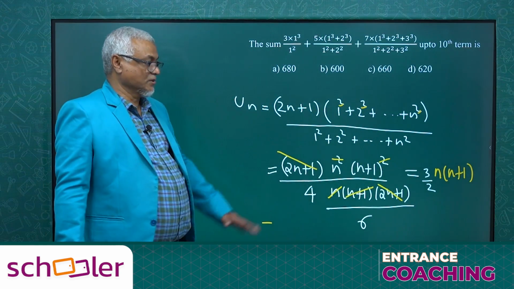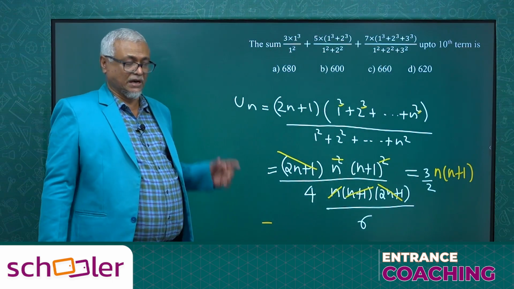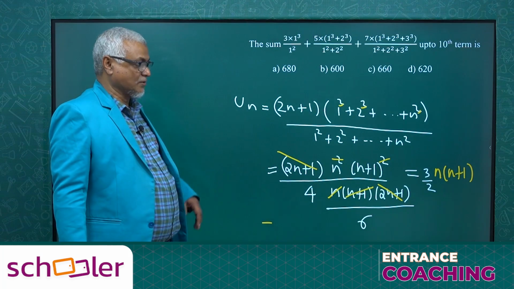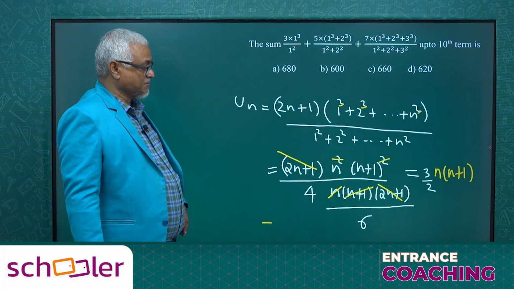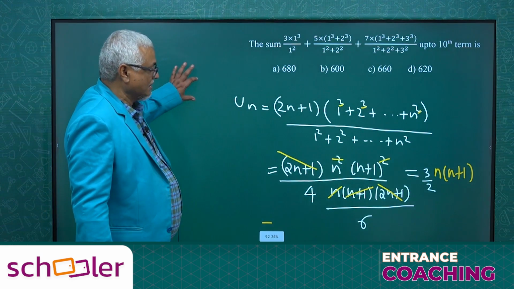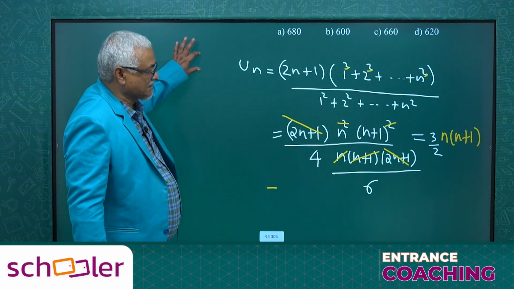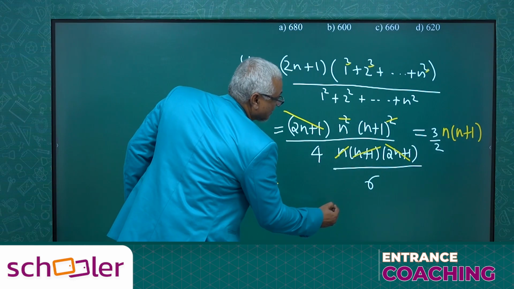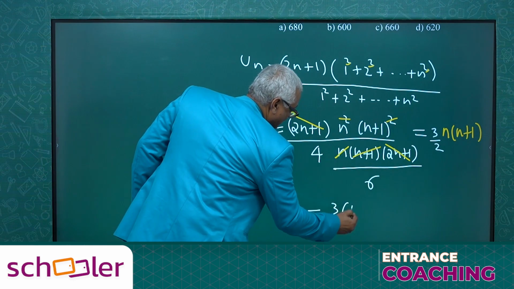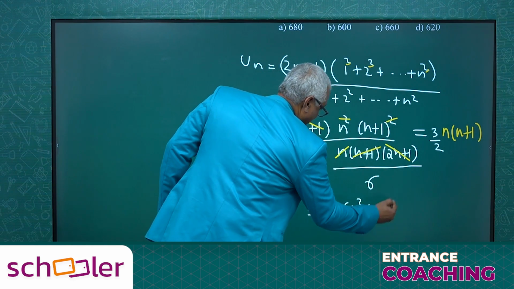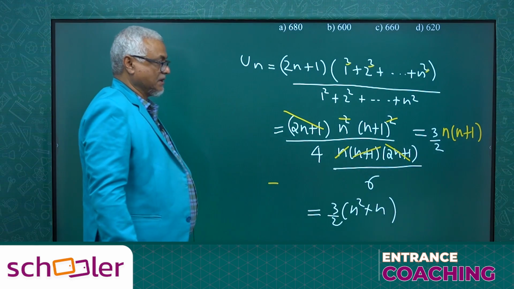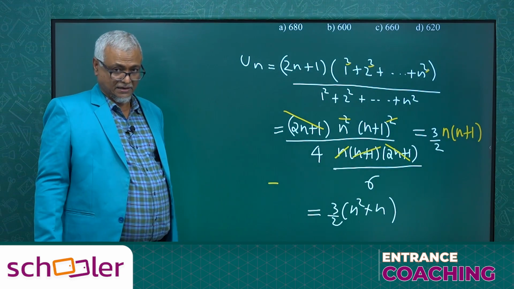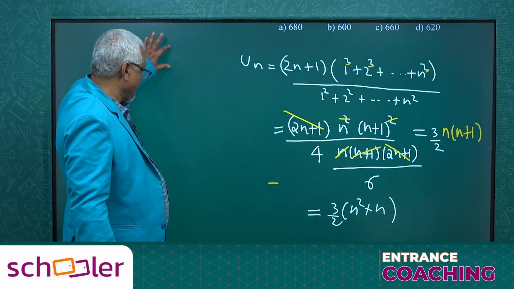So this reduces to 3 by 2 times n into n plus 1. Of course, you can simplify that as 3 by 2 times n square plus n. Okay. And find the sum.